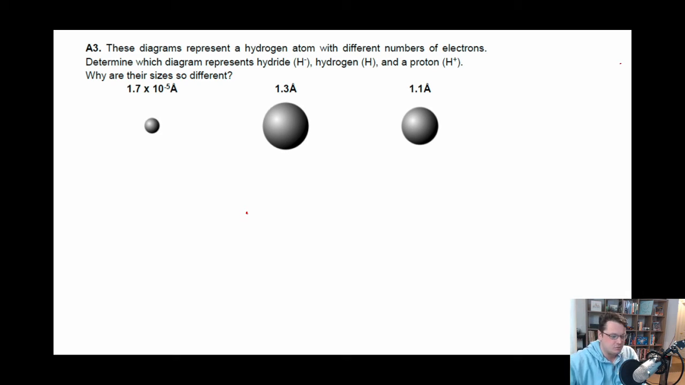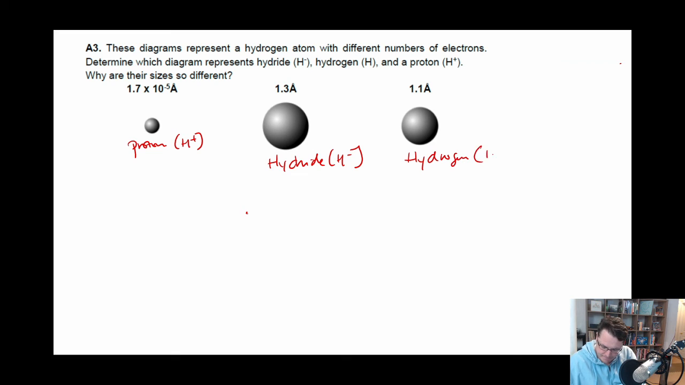Looking at this right here, the smallest one is this guy, so we can expect that to be the proton, H plus. Between these two, one of them is 1.3 angstroms, the other is 1.1 angstroms. The 1.3 angstrom one is what we would expect to be the hydride, and the 1.1 we would expect to be simply the hydrogen atom.